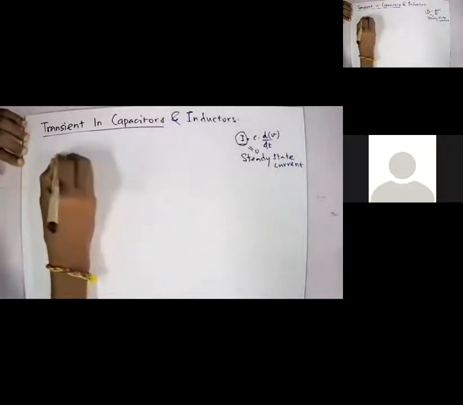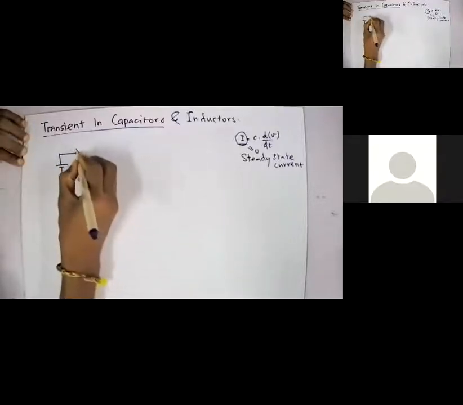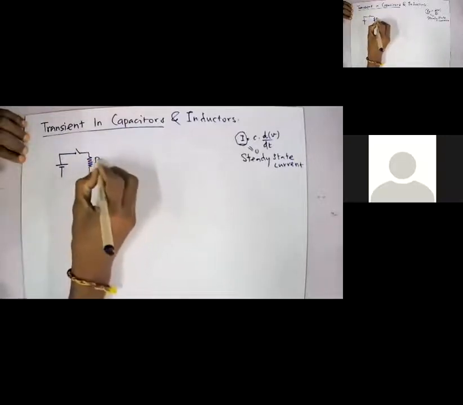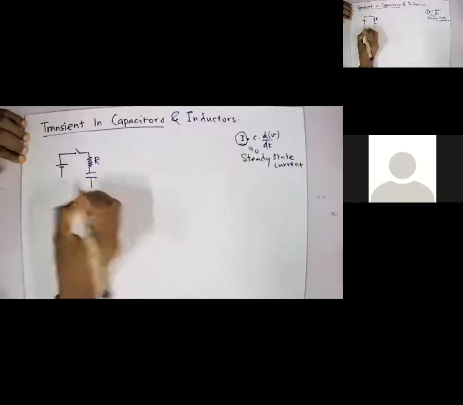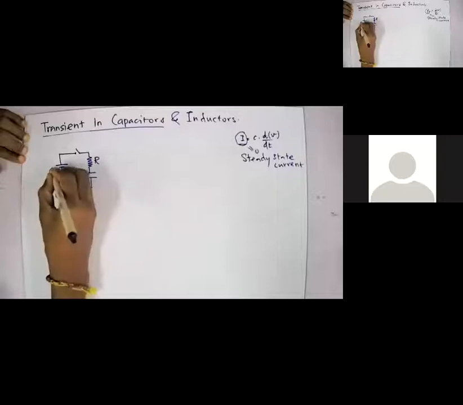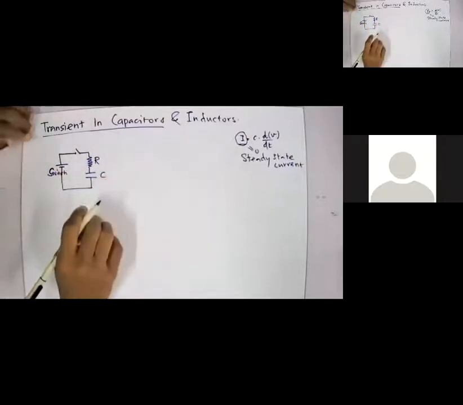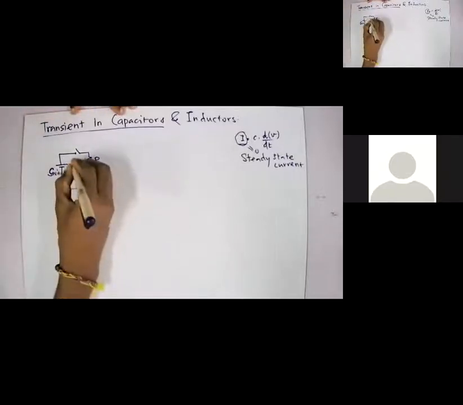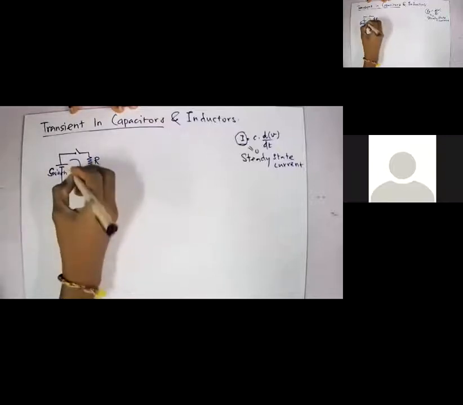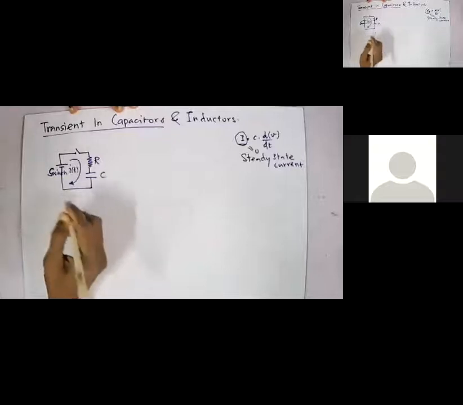A circuit with a battery, and a switch. Then we'll have a resistance R and the capacitor C connected here. There will be a current here, and that will be a function of time, so let me write it as I of t.